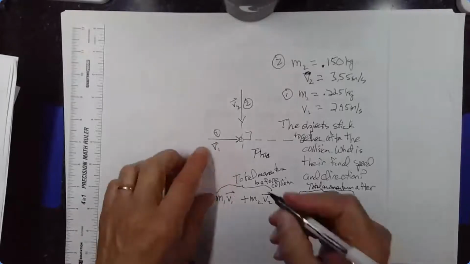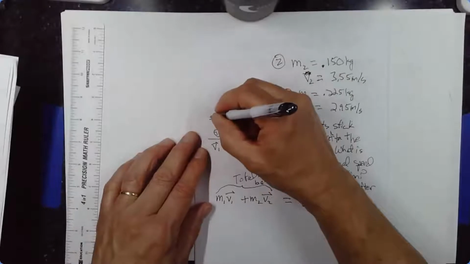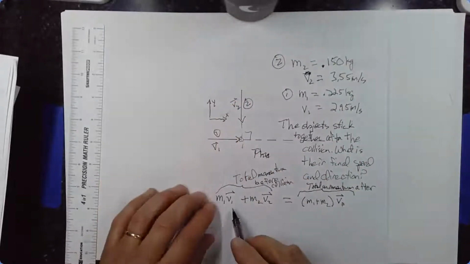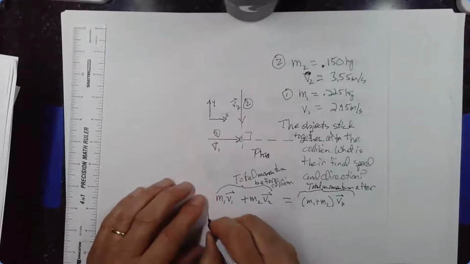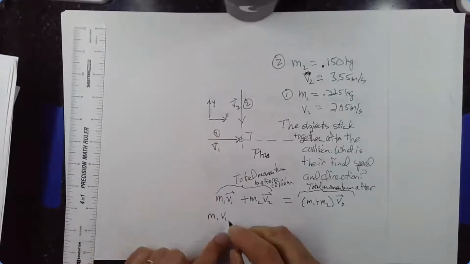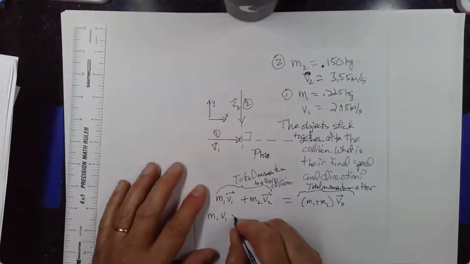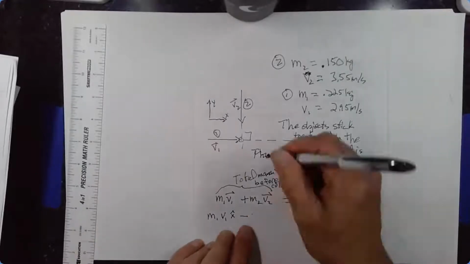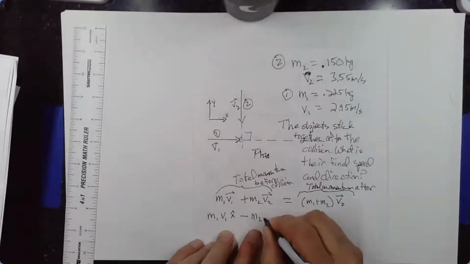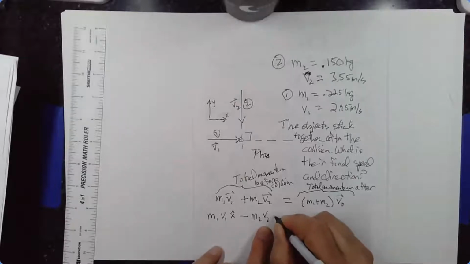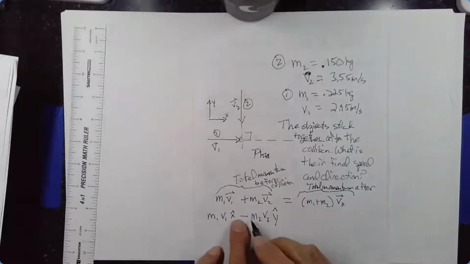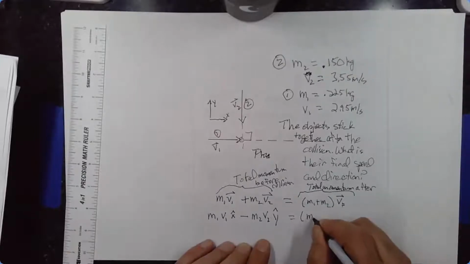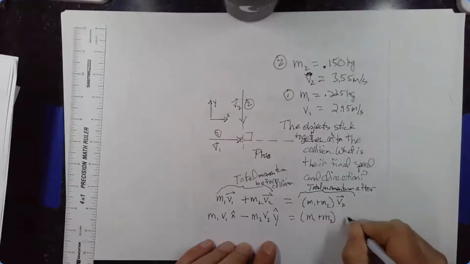If I let the x direction point to the right and the y direction point up, so there's my coordinate system, I can say that m1 v1 is going to equal m1 times the magnitude of v1 in the x hat direction, and m2 v2 is going to have a minus sign in front of it because it's going in the minus y direction, so minus m2 times the magnitude of v2 in the y hat direction, and the minus sign just tells me that it's headed down. Okay, and this is still going to equal m1 plus m2 times v final.